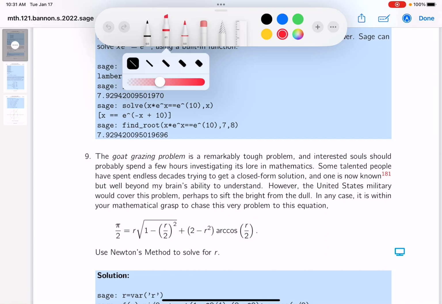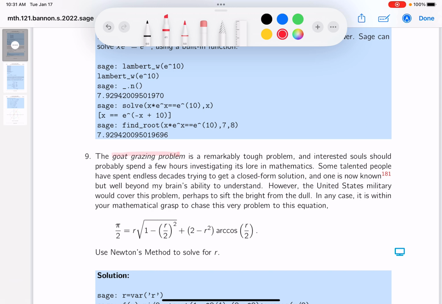Okay, this is what's known as a goat grazing problem. It's a remarkably tough problem. And I do wonder if you're interested in it. After I present it, I would look around the web and look at it. I want to say it has occupied a lot of people.